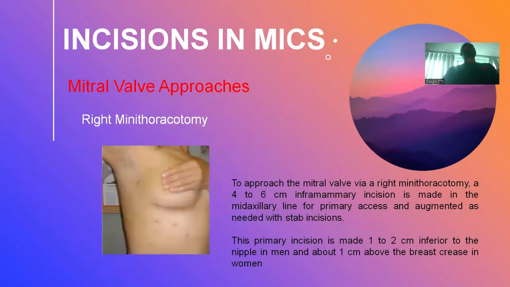Another approach, for the mitral valve, is right mini thoracotomy. To approach the mitral valve via right mini thoracotomy, a 4 to 6 centimeter inframammary incision is made in the mid-axillary line for primary access and augmented as needed with stab incisions. This primary incision is made 1 to 2 centimeter inferior to the nipple in men and about 1 centimeter above the breast crease in women.